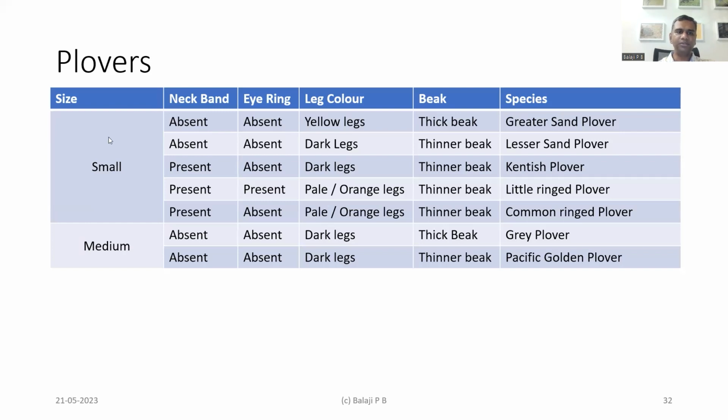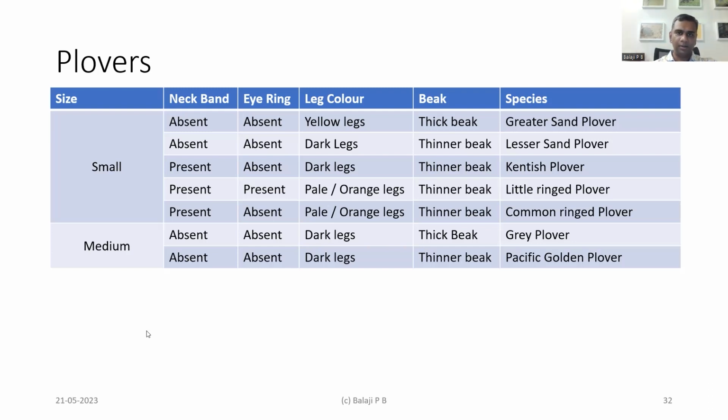So this is for the plovers. First, you try to determine the size of the bird. Is it a small bird or a medium-sized bird, and whether the neckband is present or absent, eye ring present or absent. What's the leg color? What's the thickness of the beak? So based on these 4 or 5 parameters: the size, the neckband, eye ring, color, beak, you can arrive at what species it is most probable to be.